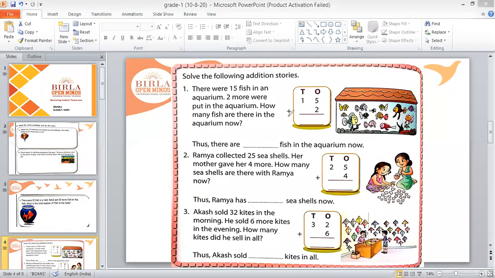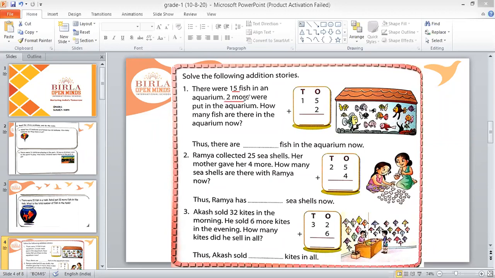I hope you all can see this plus symbol is there. This means we have to do addition. Okay, so I'll start reading the first word problem now. Your first one is, there were 15 fish in an aquarium. Aquarium you all know? In our school also we have one aquarium. So there were 15 fish in an aquarium.